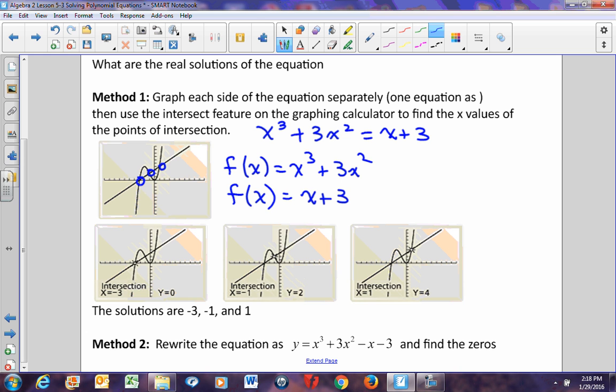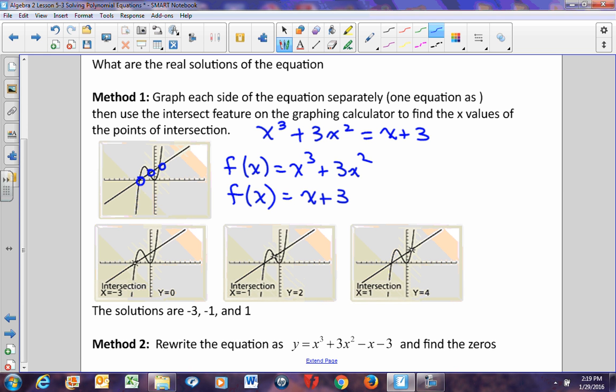It doesn't matter whether you've got the Inspire or the 84, you use the same feature. You're just going to ask for the intersection. When you're analyzing your graph, you simply tell it you want the intersection. So on my Inspire, f of x is x cubed, x to the third power, plus 3x squared. That's one graph. And if you graph two graphs on the same screen, remember to hit Control G, which brings up your graphing screen again, and I can just put x plus 3 in here.